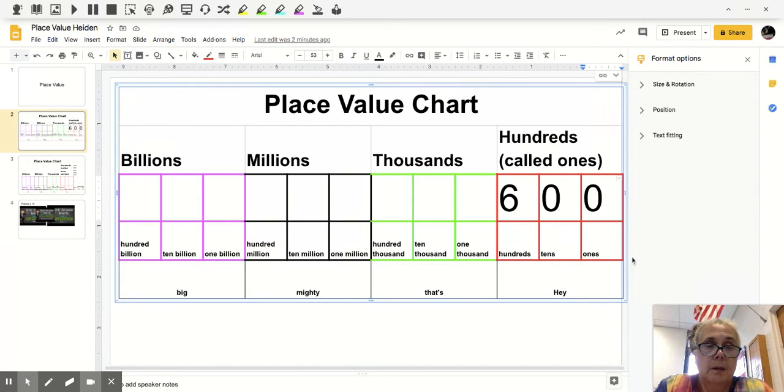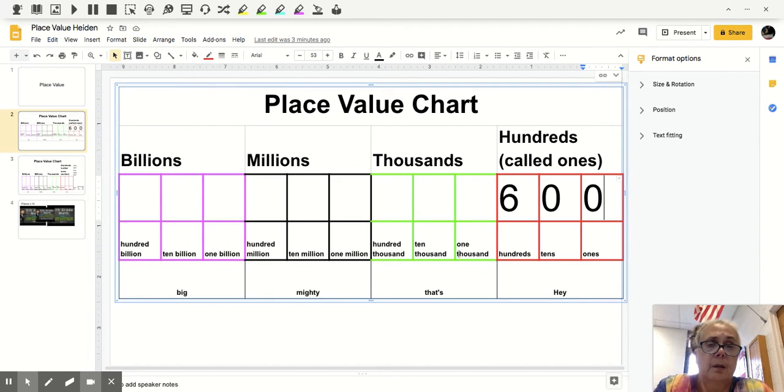And what helped some of my students last year was to remind them that each section, and I tried to color them different, the book calls them periods. So this red period is the ones. The green period is the thousands, black period is millions, and the purplish is the billions. But each one of those sections has ones, tens, hundreds. So this is 1,000, 10,000, 100,000, 1 million, 10 million, 100 million, and then 1 billion, 10 billion, 100 billion.